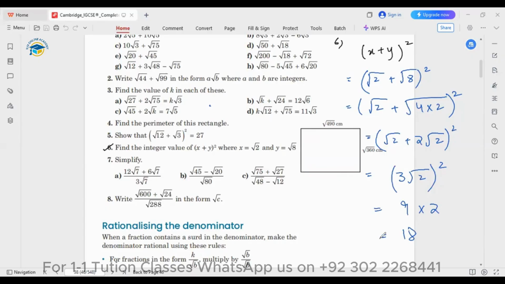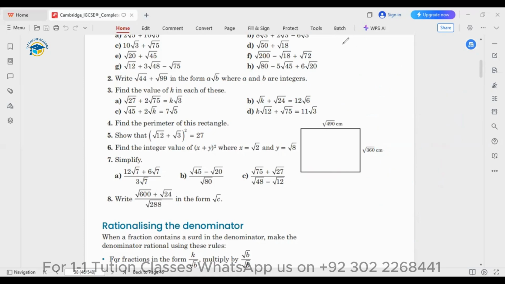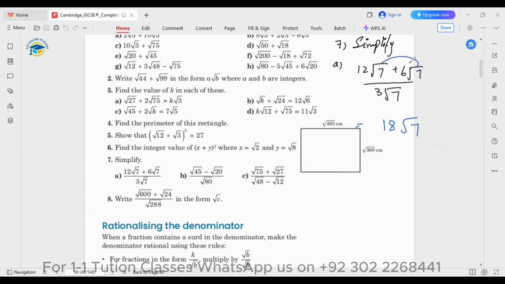Now moving towards part number 7, and in this they are again asking to simplify. We need to check for simplification, and we will simplify until there is no further simplification possible. So part A is (12√7 + 6√7) / 3√7. All of these have √7, so your addition and subtraction is going to be very easy. We can simply add the numbers 12 and 6. It will be 18√7. Why? Because inside the surds we have the similar number 7. So we can easily add 12 and 6, and it will be 18√7.